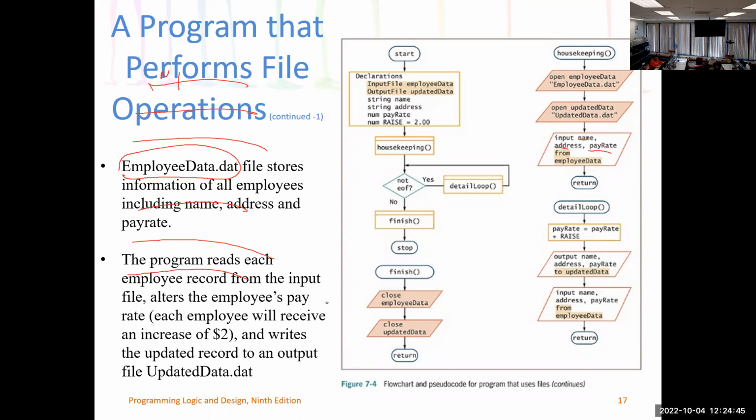That's all, right? Now, the program here reads each employee record from the input file and changes the employee pay rate. Each employee will receive an increase of two. Think about if you want to give all the employees an increase of $2 here, right? So if you already have 10, you increase it to 12, and 14 increases to 16, here, right? So see, you have the definition here.